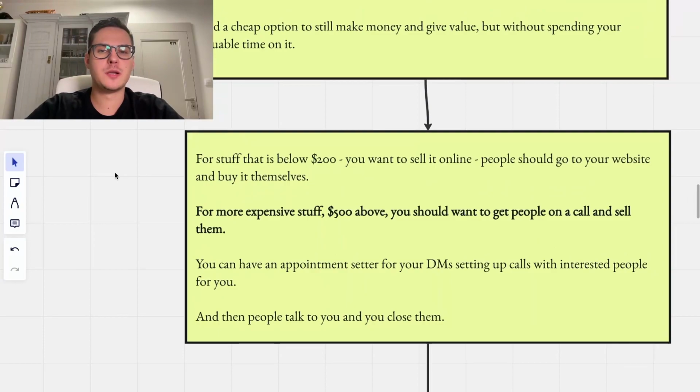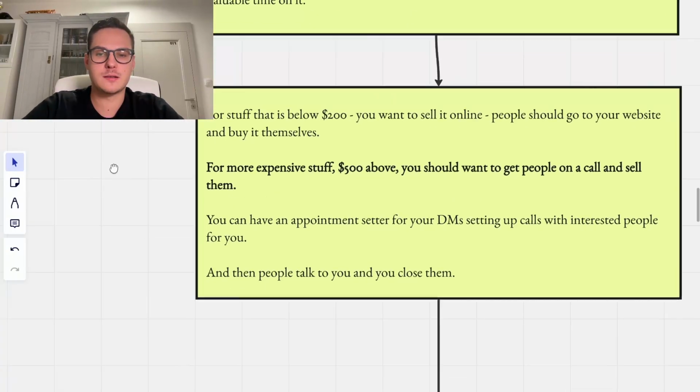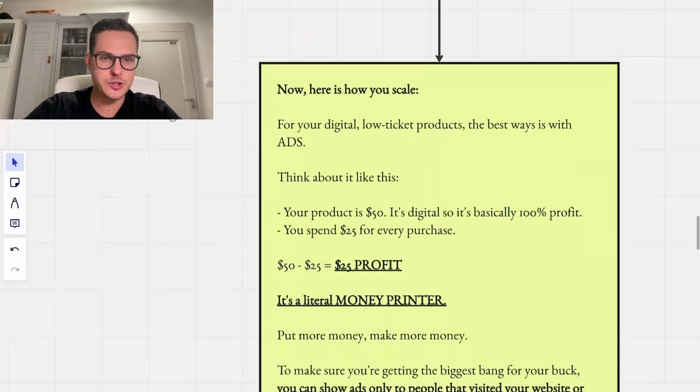So for stuff that is below $200, you want to sell it online, people should go to your website, to your Shopify store or Gumroad, wherever you're using, and buy it themselves. And for more expensive stuff that is above $500, you probably want to get people on a call and sell them on a call. You can have an appointment setter in your DMs, setting up calls with interested people for you, and then people talk to you and you close the deal, basically. So here's how you scale.